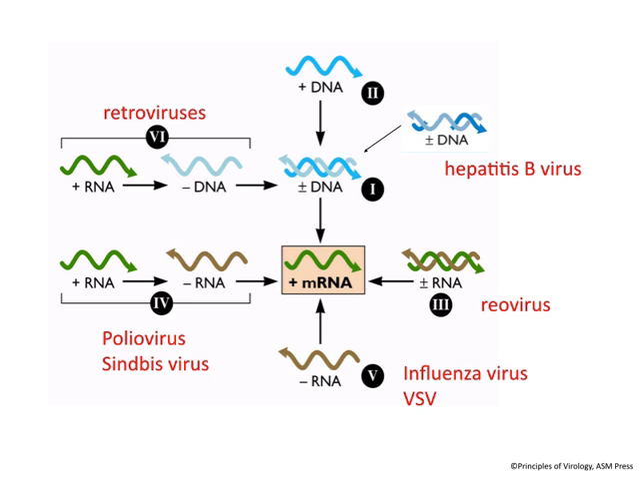So that's what we're going to mainly talk about today: how viruses manipulate the cell's translation system so that more viral proteins are made. Because after all, that's their goal. They want to make a lot of proteins and make a lot of virus particles.